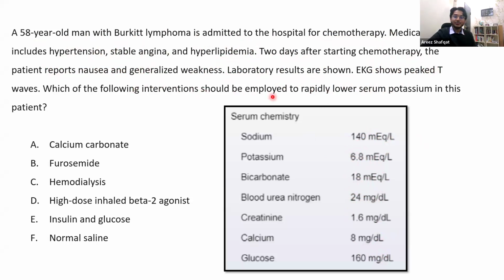So again, which of the following should be employed to rapidly lower serum potassium in this patient? You already answered this question, which is insulin and glucose. The answer wouldn't be calcium gluconate, because it's not asking what the first step in management is. It's asking which of the following is best to lower serum potassium in this patient, and the answer is insulin and glucose, so E. Just to recap, if hyperkalemia is associated with EKG changes, you give calcium gluconate first to stabilize the cardiac membrane, then you give insulin and glucose. But insulin and glucose is the first line to lower the serum potassium level.